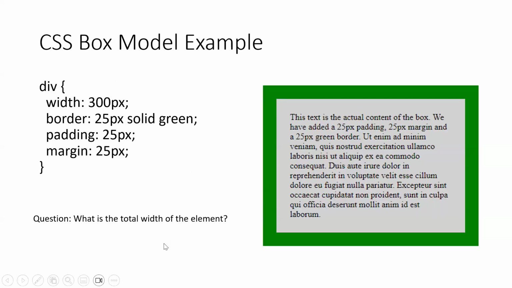Just a simple example. You can notice here we specify the width of the div element, and then we specify the border, the padding, and the margin. So assuming that you have understood, can you tell me what is the total width of the element?